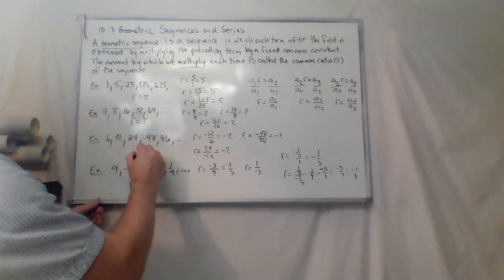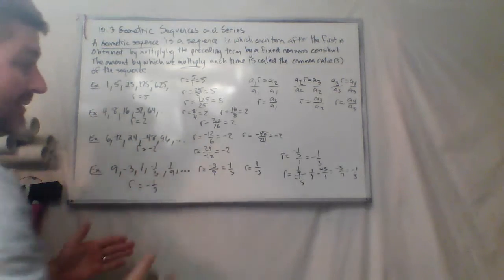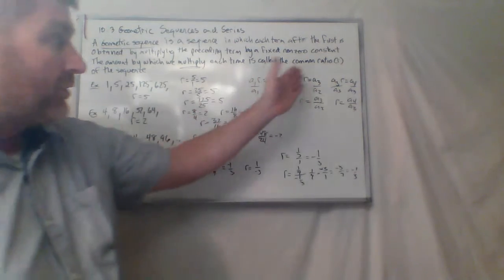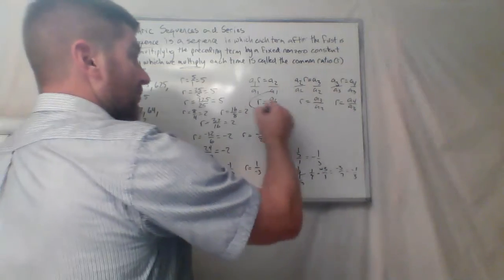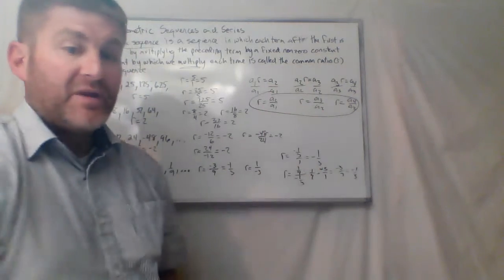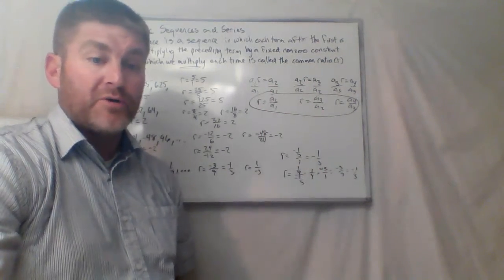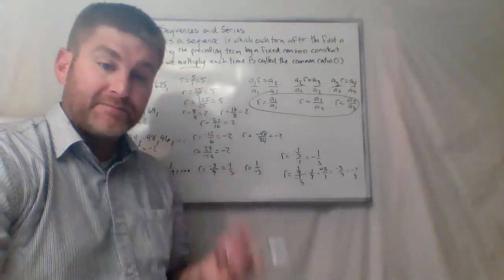In this case, r was negative 2. So you should be able to find a common ratio by just performing these operations right here to give you an idea about how to start up the problems that you're going to be getting.